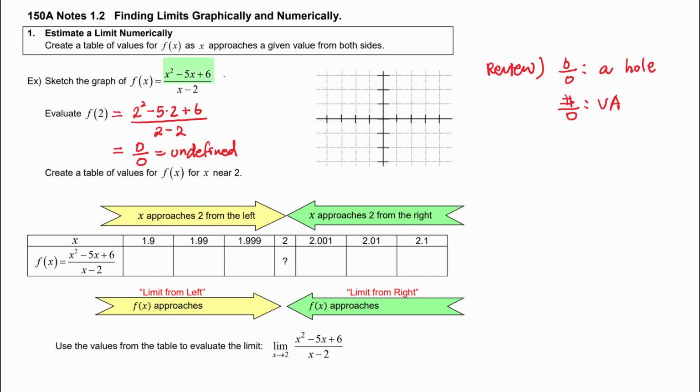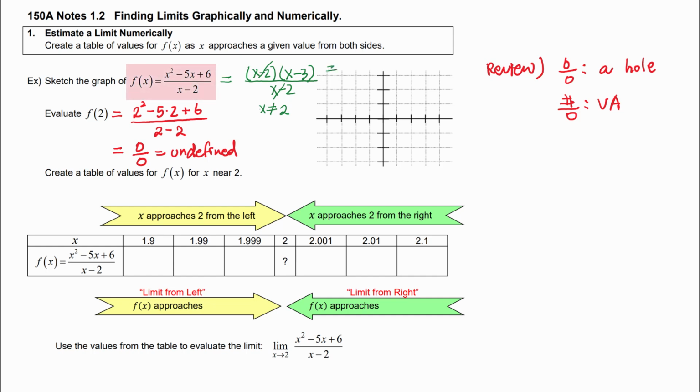So let's go ahead and factor the numerator here. I need to come up with two numbers whose product is positive 6 and the sum is negative 5. Can you give me two such numbers? Yes, that will be negative 2 and negative 3. So here is x minus 2 times x minus 3 over x minus 2. We can cancel this as long as x is not equal to 2.